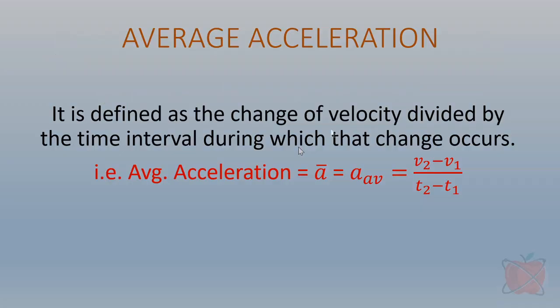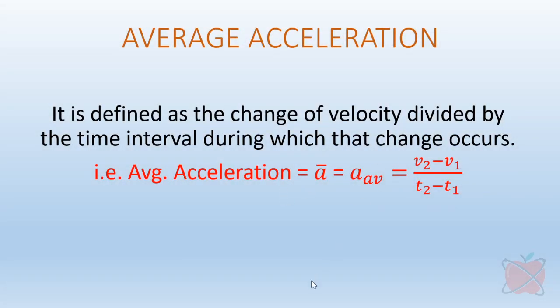Hello everybody, let us now discuss the average acceleration. So how do we define the average acceleration? It is defined as the change of velocity divided by the time interval during which that change occurs. Mathematically, average acceleration is equal to the change in velocity, that means v2 minus v1, divided by t2 minus t1.